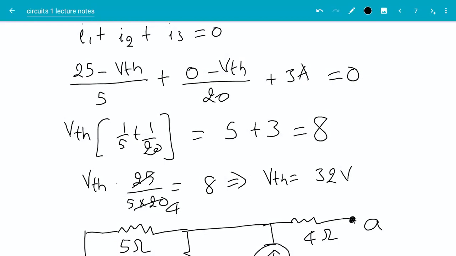So here is my solution. I just brought V_TH terms to one side and factored V_TH out over here. And I just solved it, and then I got V_TH is 32 volts. Okay, so now I know what the Thevenin voltage is.